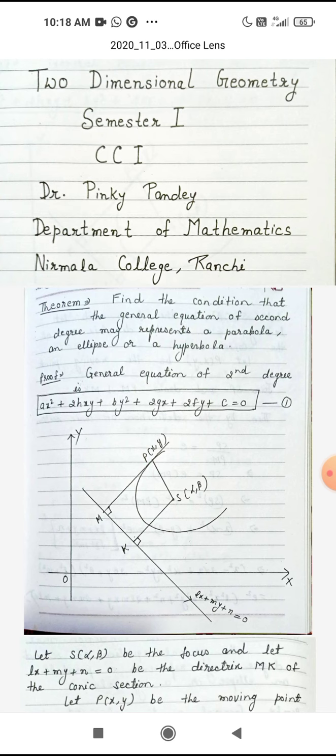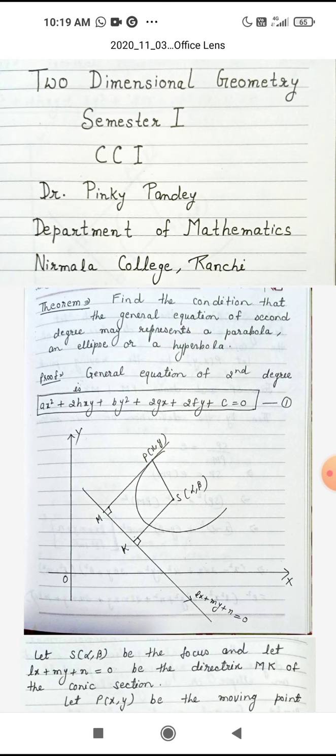The first theorem is: find the condition that the general equation of second degree may represent a parabola, an ellipse or a hyperbola. So the proof is: the general equation of second degree is ax square plus 2hxy plus by square plus 2gx plus 2fy plus c equal to 0. Give it as equation 1.